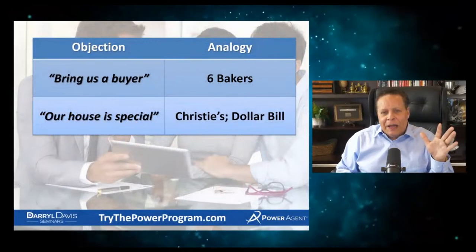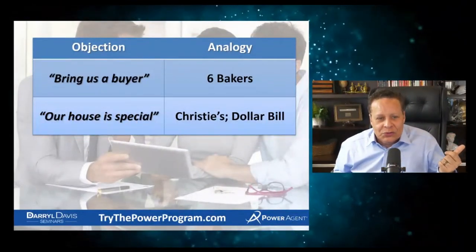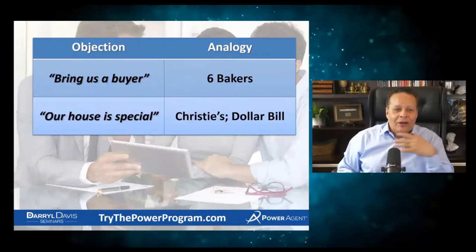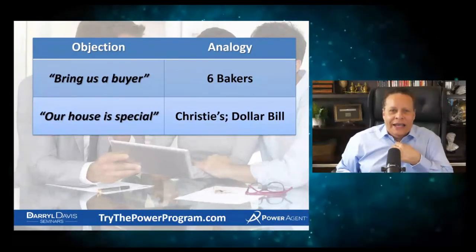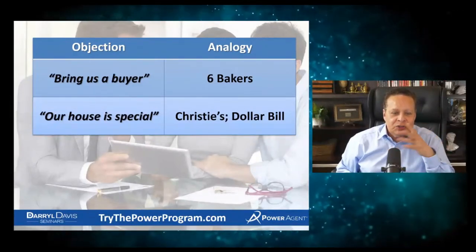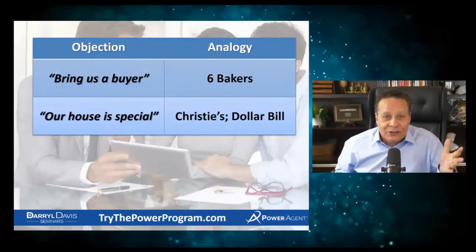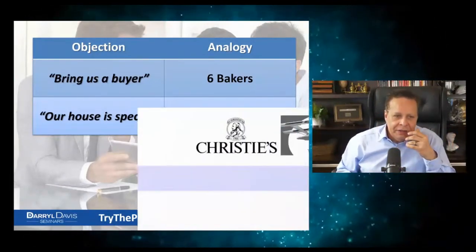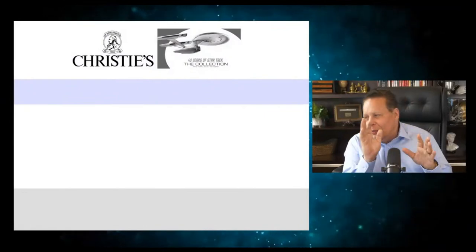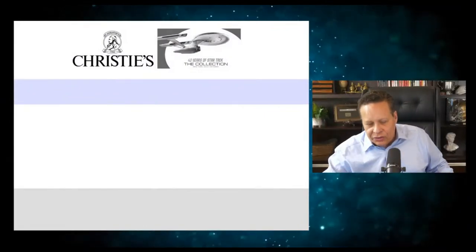Our house is special. We did all these improvements. This is why we don't need an agent. We can do this ourselves, right? So let me show you this. And this is why our house is worth more money than what you're telling us. Whether you're a Trekkie or not, I want to show you something. This is powerful.